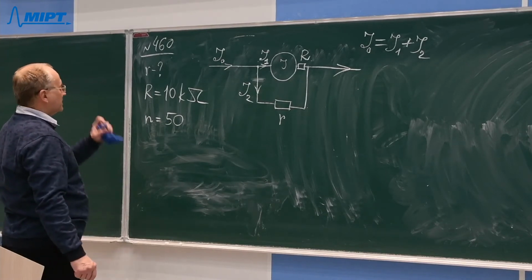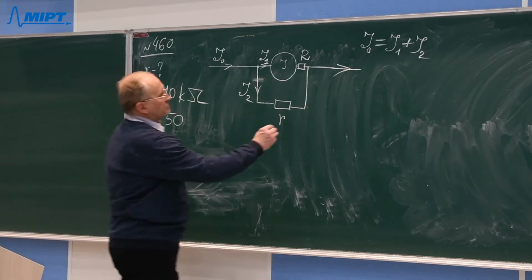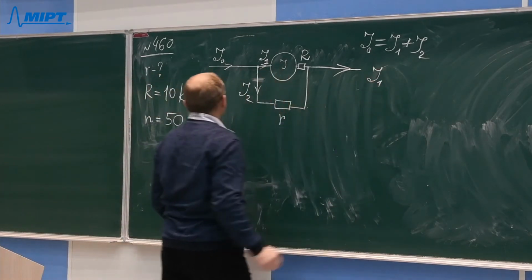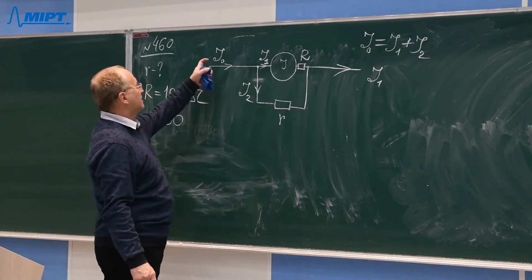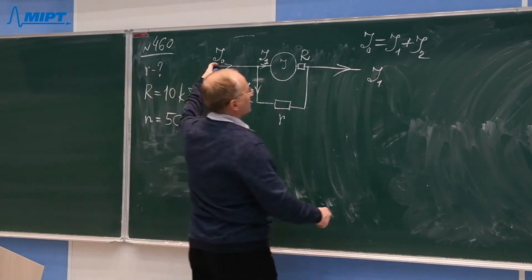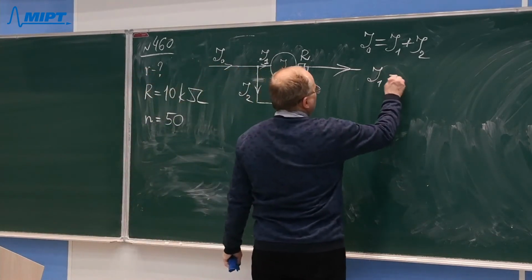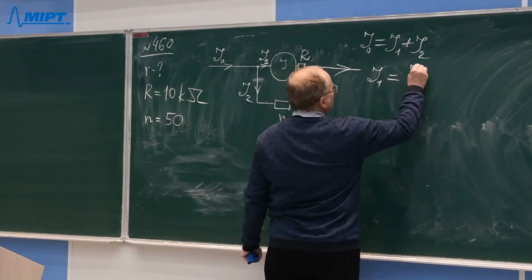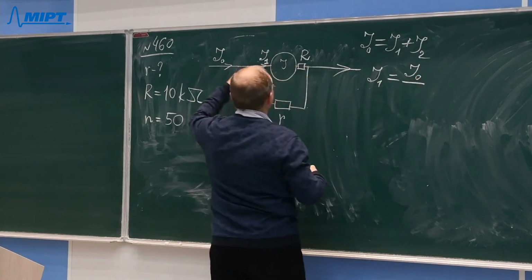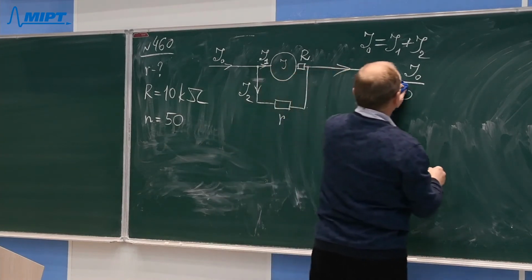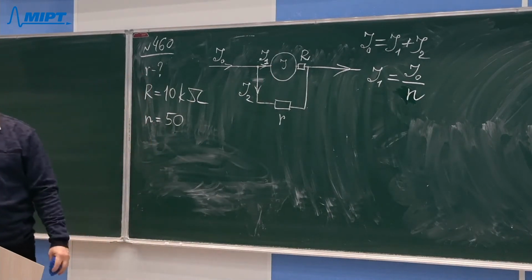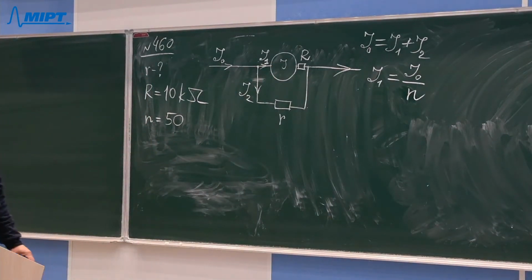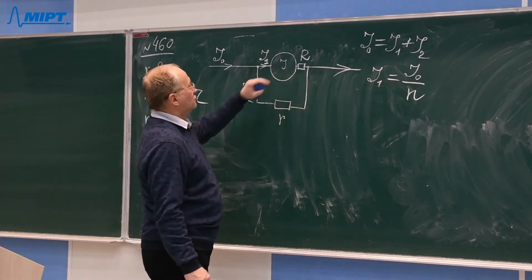And we know that this current, according to the statement of the problem, must be 50 times smaller than the input current I0. So this current which goes through the galvanometer must be the input current I0 divided by 50. Okay, let's put it like divided by n. We know that n is the number which is used to reduce the sensitivity of the galvanometer.